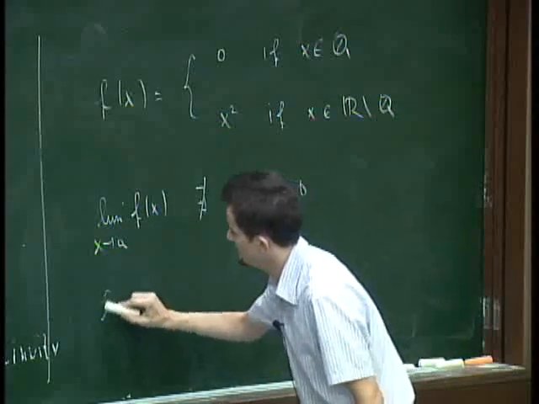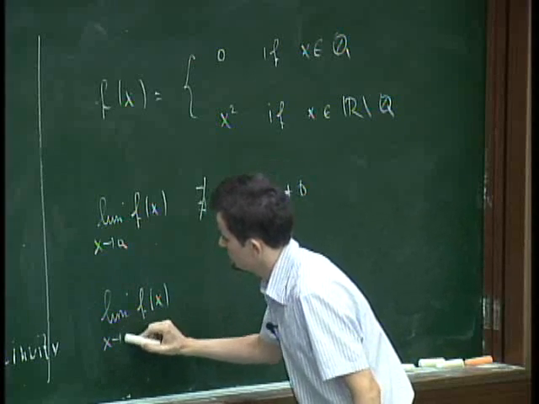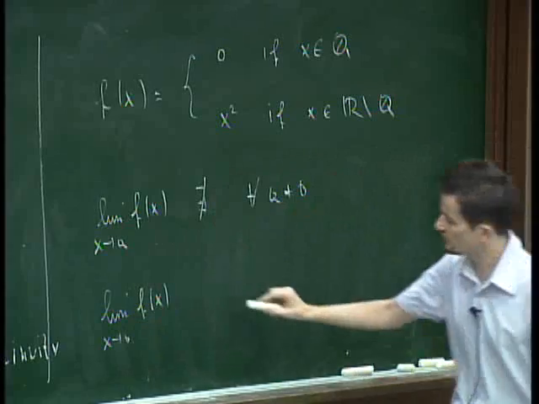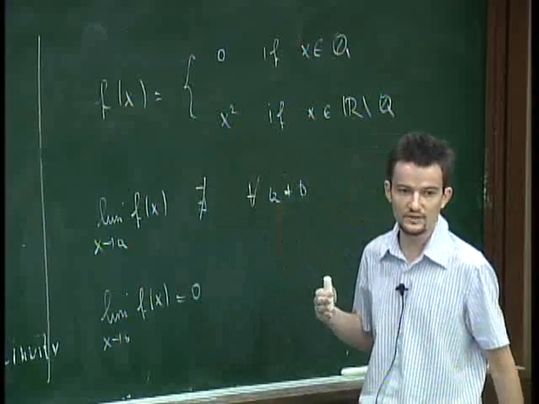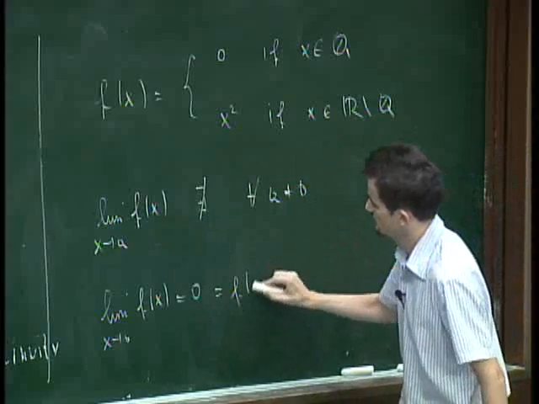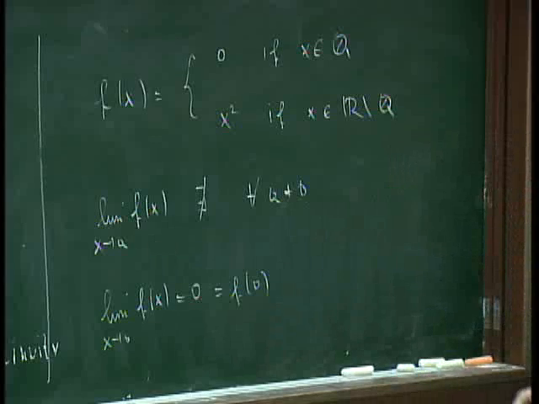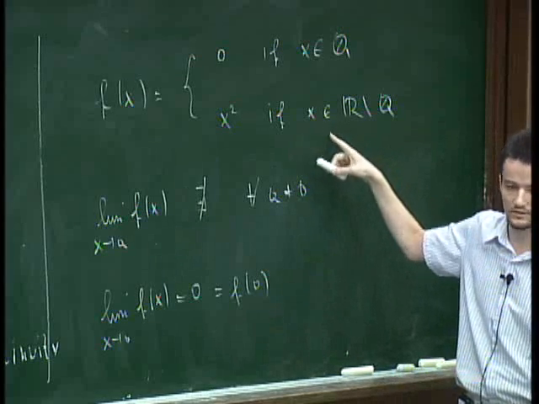And we have seen that the limit of f of x as x tends to 0 is equal to 0. Just to remind you, we use the squeezing theorem. It's the easiest way to see this. But 0, you see, is f of 0. So actually this function is continuous just in one point, namely 0.